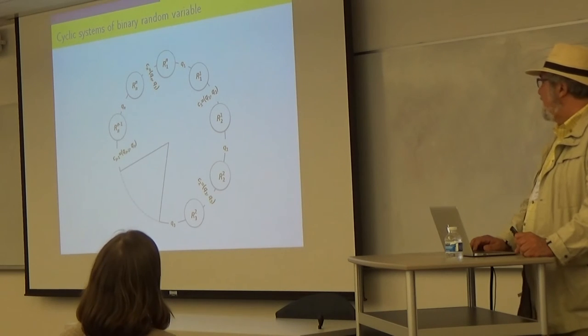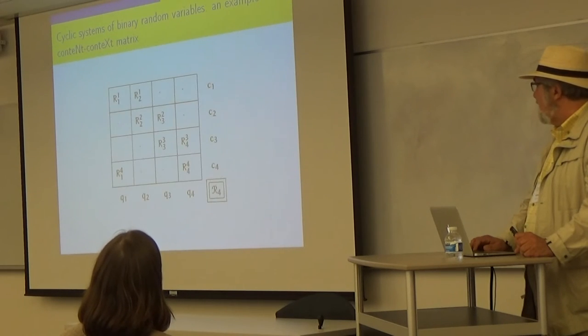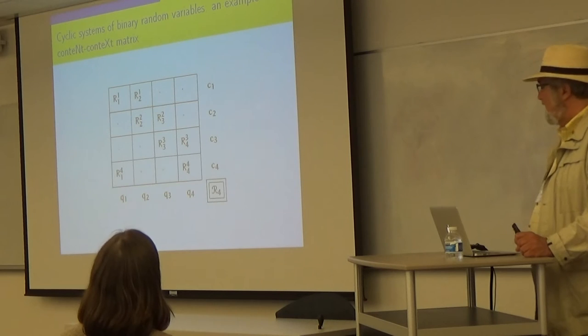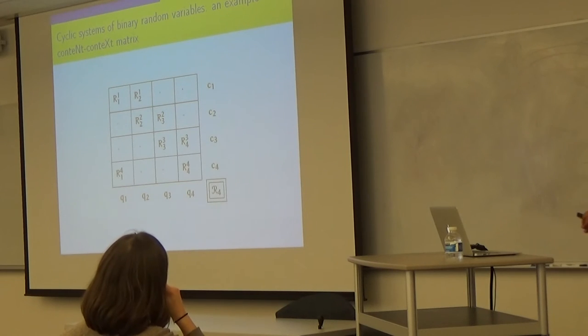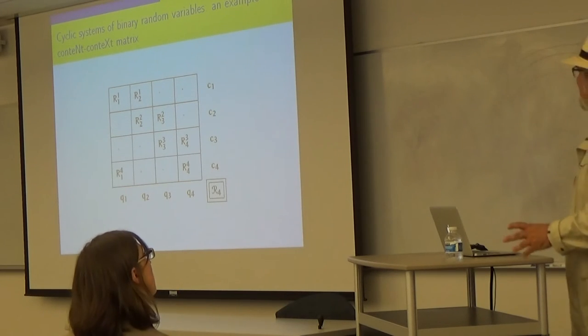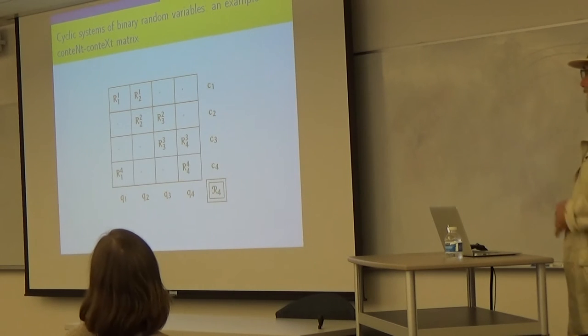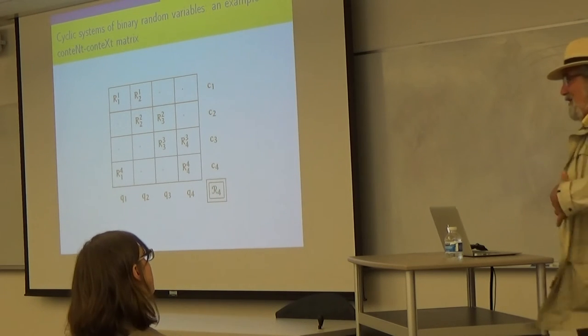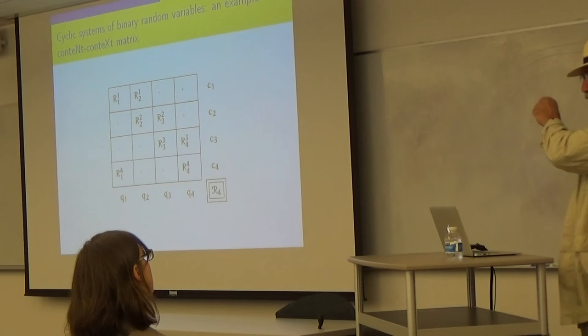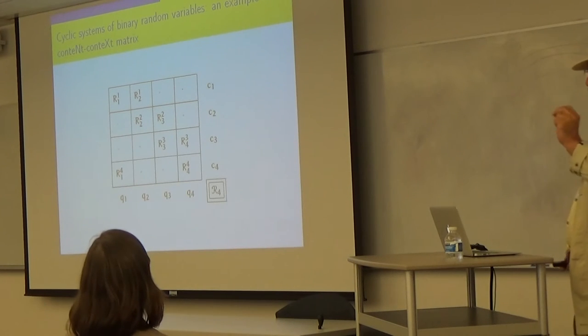And I also introduced the notion of a cyclic system, so I will not repeat that. This is an example of the cyclic system of rank 4. And by the way, it gives me the opportunity to make one clarification. Cyclic system, the way I'm using this term, is a very special type of system.